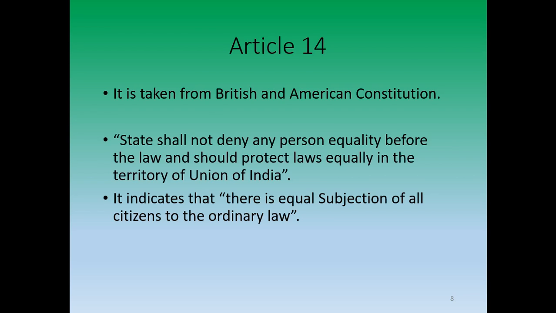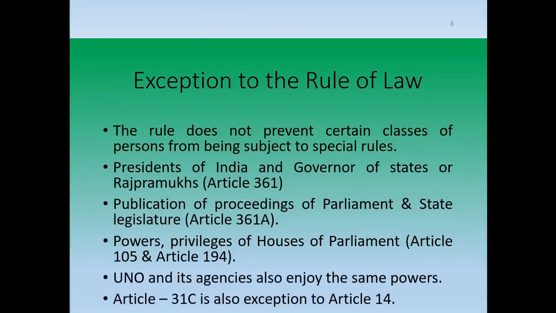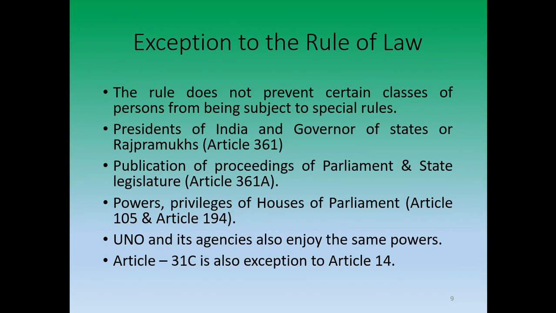It indicates that there is an equal subjection of all the citizens to the ordinary law. Now, the exception to the rule under Article 14 is that the rule does not prevent certain classes of persons from being subject to special rules. For example, Article 361 is an exception to the rule of law. It provides that the President or the Governor or the Rajpramukh shall not be answerable to any court for the exercise and performance of the powers and duties of office.